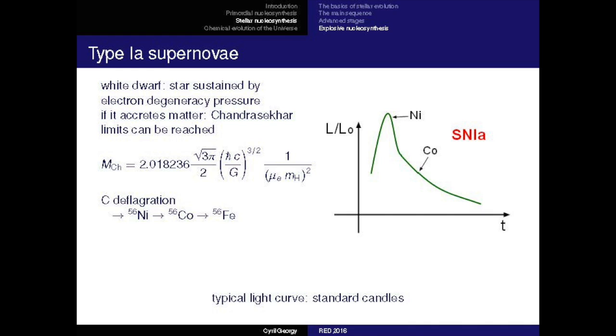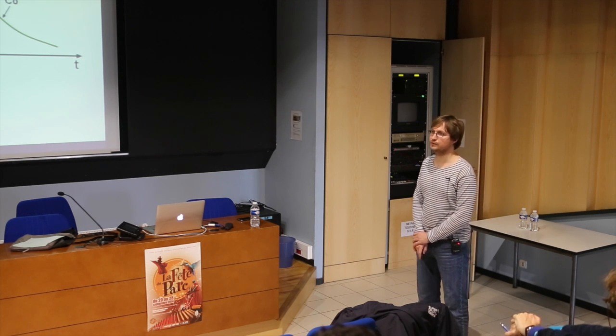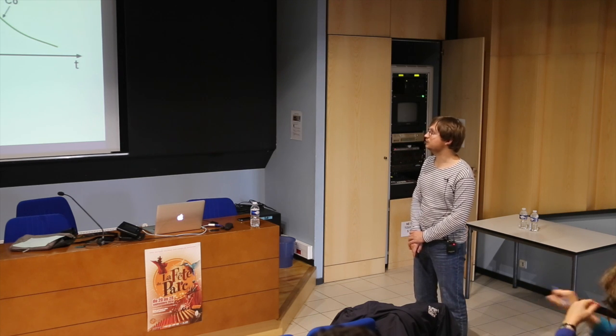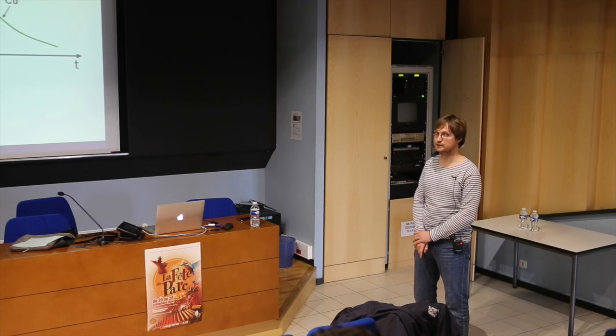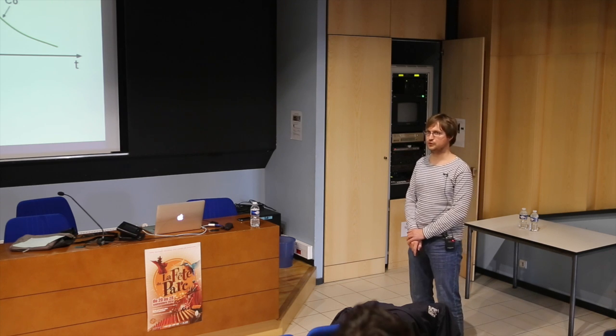And it is with this kind of observation that we discovered quite recently that the expansion of the universe was accelerating, by comparing the distances of type 1a supernovae to what we expect according to different kinds of models for the evolution of the universe. So this was one of the Nobel Prizes, I don't remember the year, a few years ago.